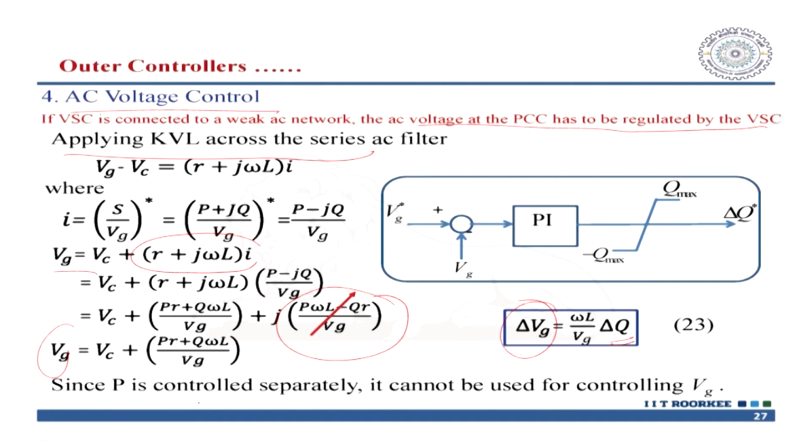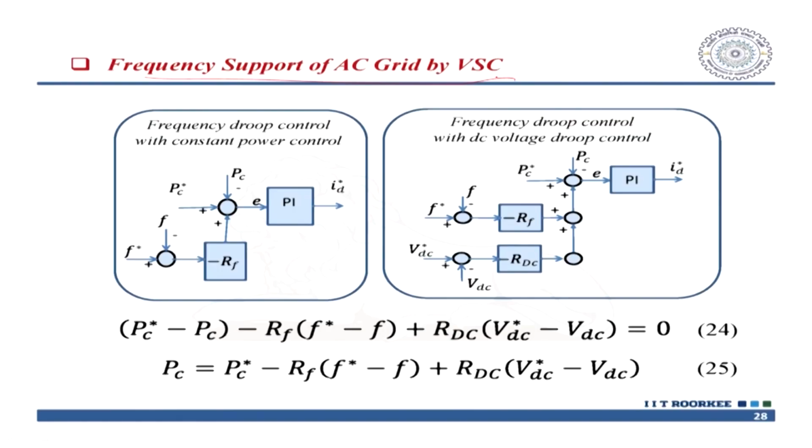Since P is controlled separately, it cannot control the Vg, that is one of the problems. We know that in the case of frequency, reactive power control comes from the excitation, and real power control comes from the speed of the generator. Same thing here, since P is controlled separately, it cannot control the Vg. So, it has to be controlled in a different mode. For this reason we are required to have frequency support of the AC microgrid.